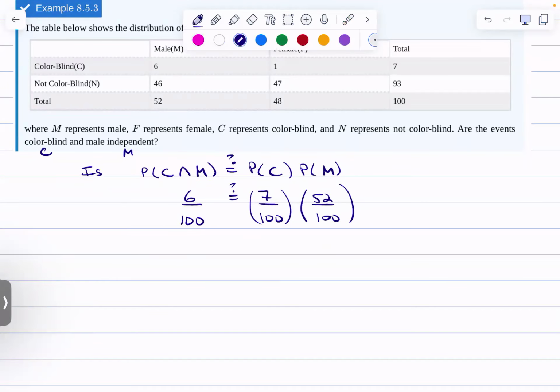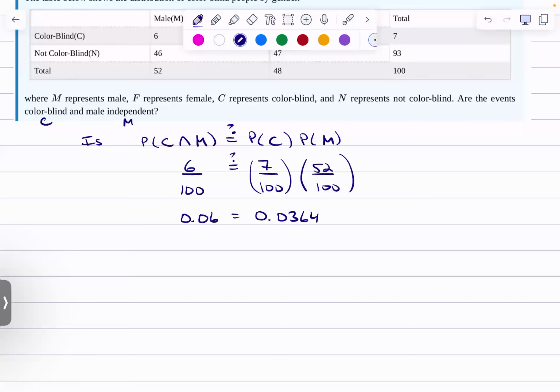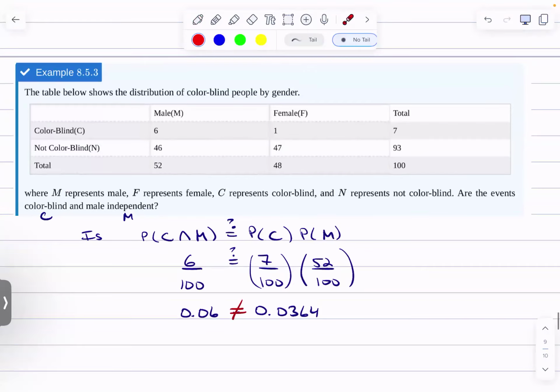I get a nice 0.0364. And when I do 6 over 100, I get 0.06. Now these are clearly not equal to each other, which all that means is that C and M are not independent. Right? And it's kind of a well-established thing that males are more likely to be colorblind, and that makes it not independent.